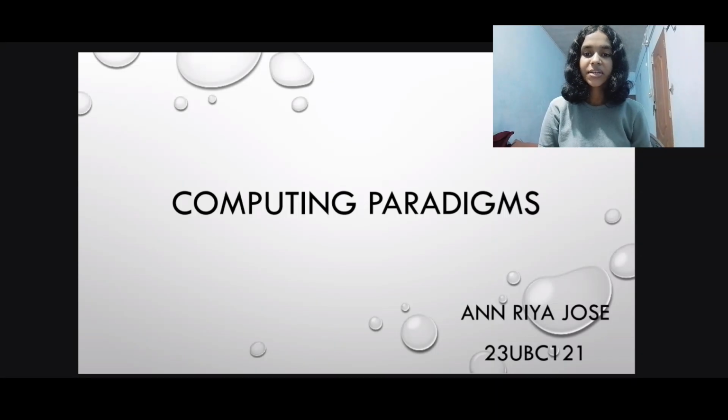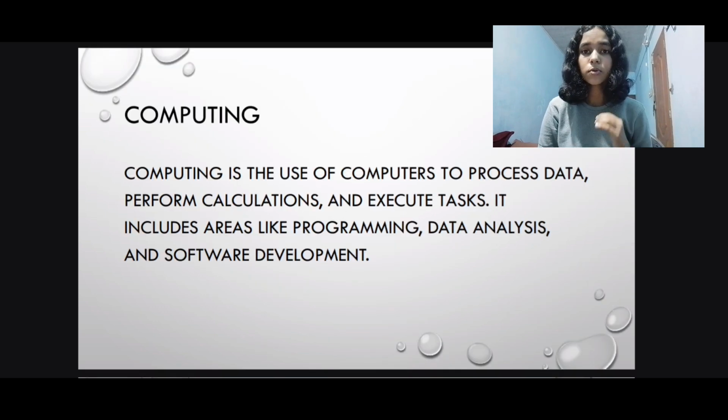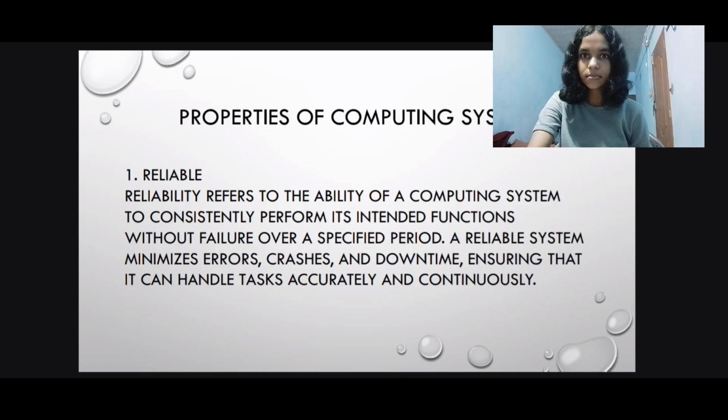Hi all. Today we are going to discuss computer paradigms and its types. What is computing? Computing is the use of computers to process data, perform calculations and execute tasks. It includes areas like programming, data analysis and software development.